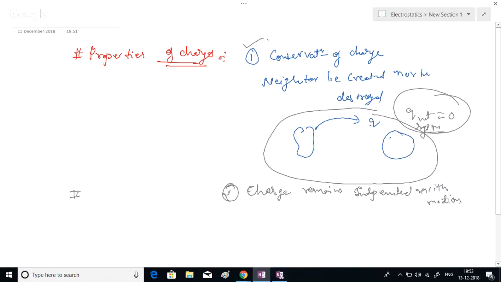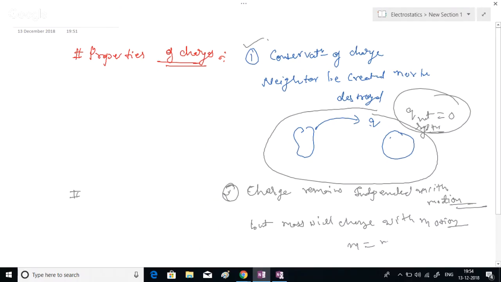But the mass will change with the motion. How will the mass change? Mass is equal to m naught, the rest mass, upon under root of 1 minus v square upon c square. So this is how the mass will change with the motion, but the charge will not change with the motion.